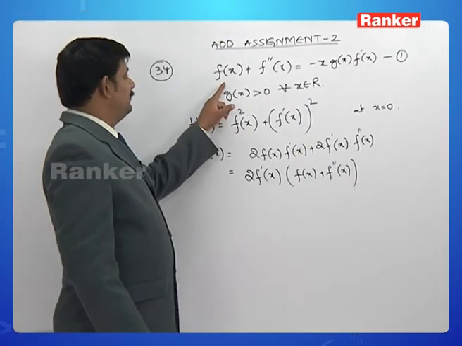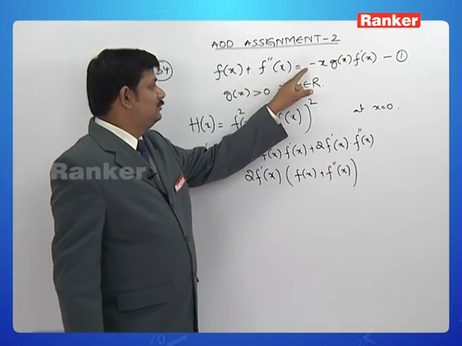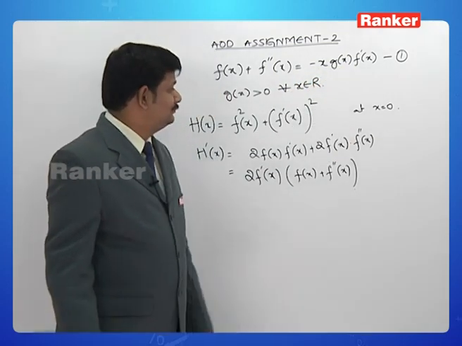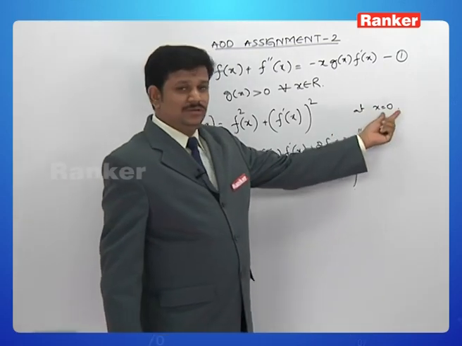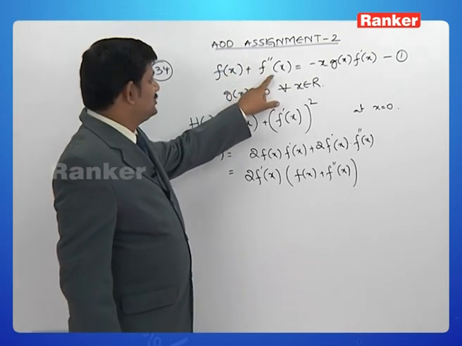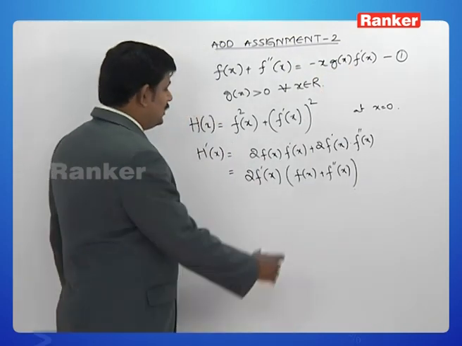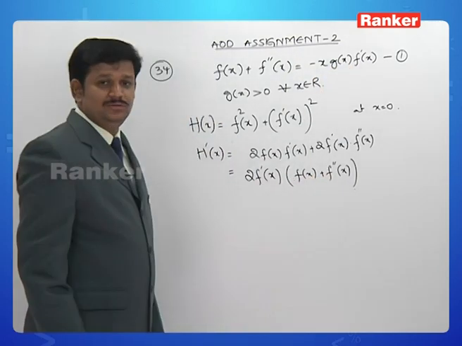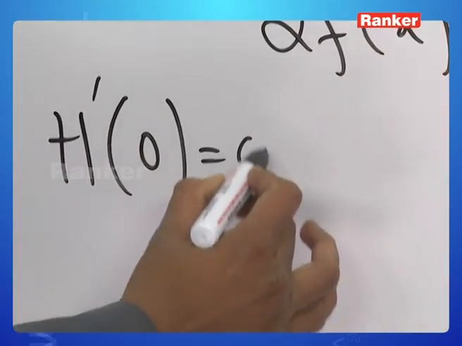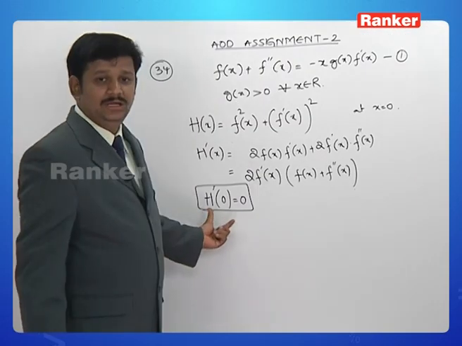Now, we know that for all x, f of x plus f double dash of x is equal to minus x into g of x into f dash of x. So, even at x equal to 0, this equation holds good. So, f of 0 plus f double dash of 0 is equal to 0 into whatever, which is 0. So, f of 0 plus f double dash of 0 is 0, and h dash of 0 would be 0.